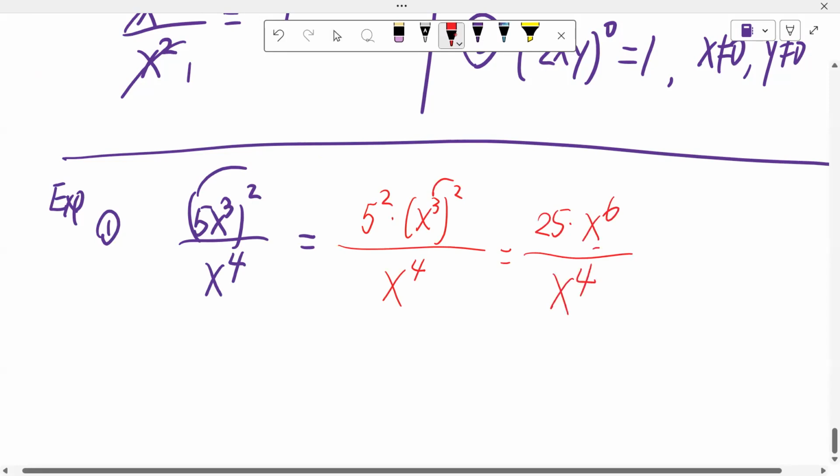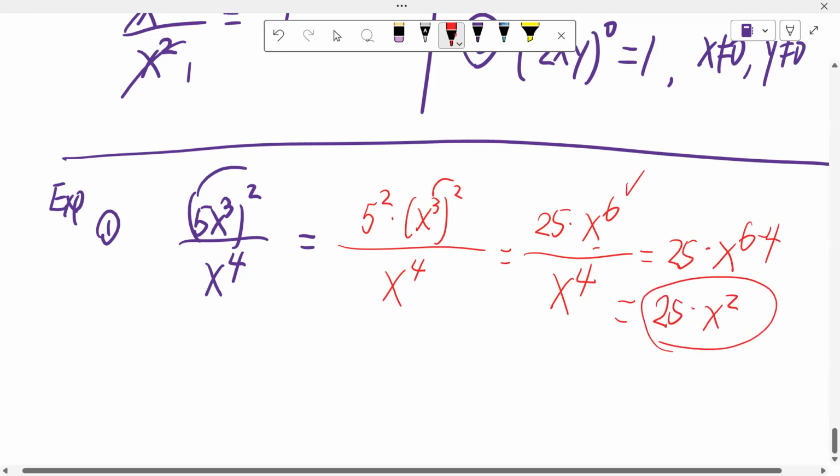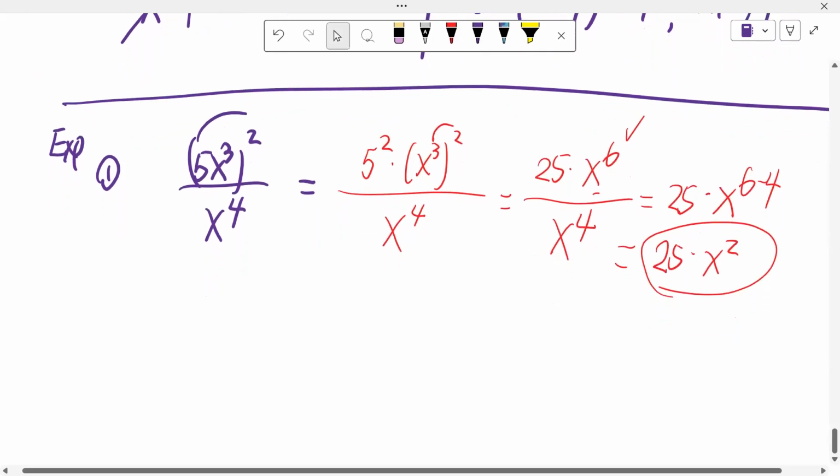Now, for the same base, we're going to combine and simplify: divide them, bigger number minus smaller number, so 6 minus 4, keep it on top. So eventually we end up with 25x squared. Any question about this?